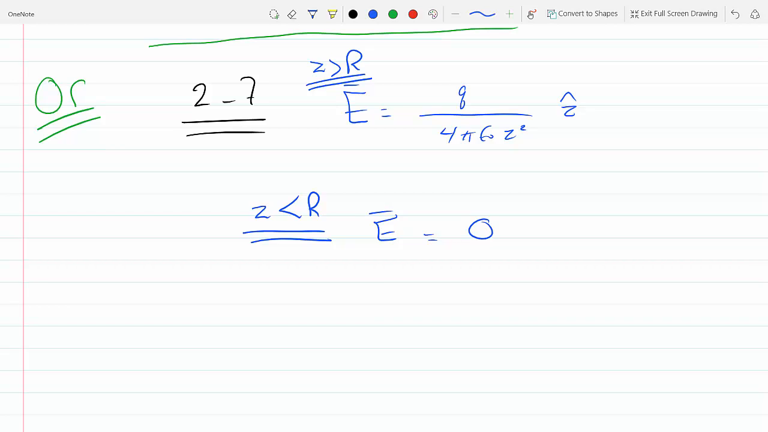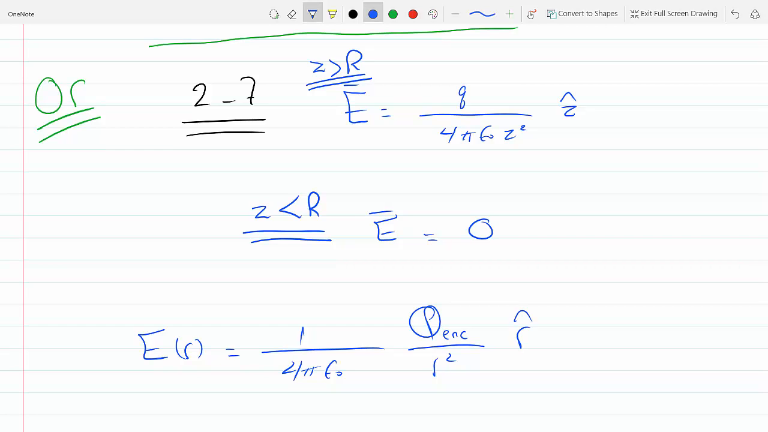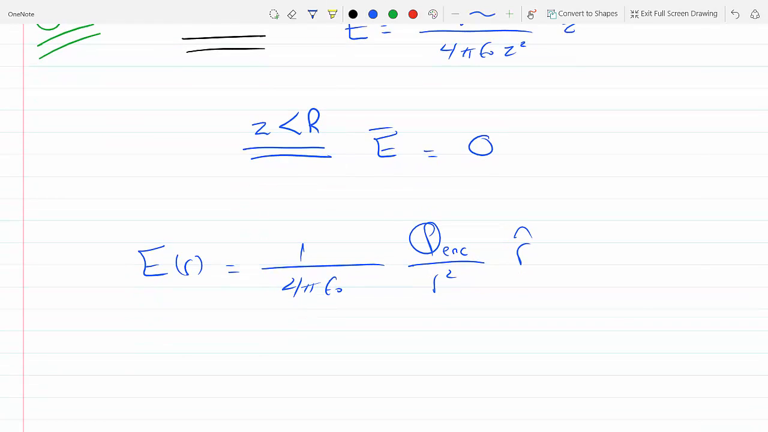And so if that's the case, you know that E_r is equal to 1 over 4 pi epsilon Q enclosed, meaning the total charge interior to the point that you are considering. So let's just call it Q enclosed over r squared, and this is in the radial direction.